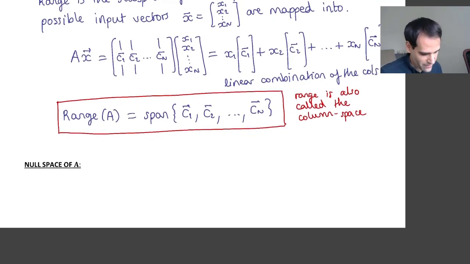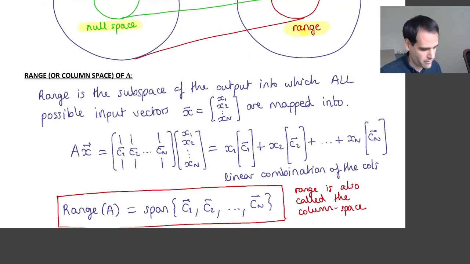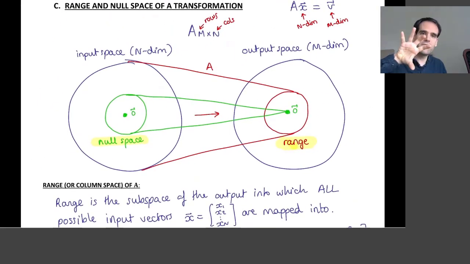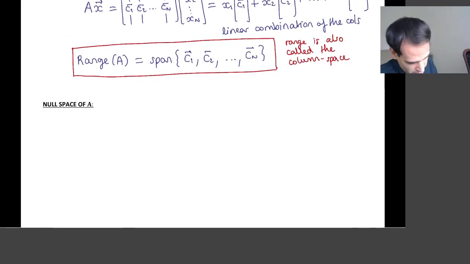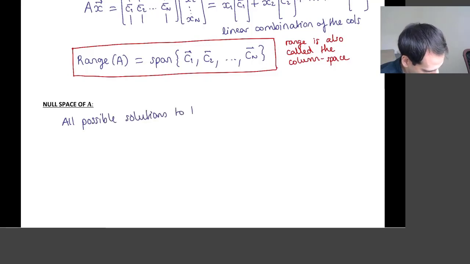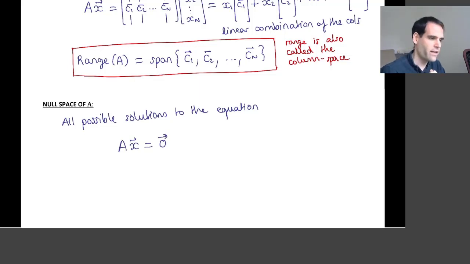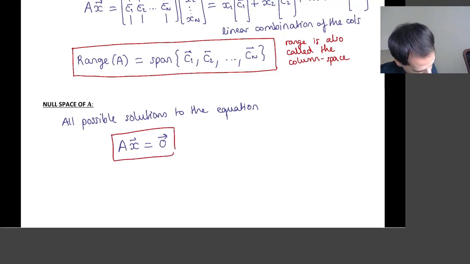Next, let's define formally the null space of A. So remember, the null space is all of the possible vectors in the input that get all mapped to a point 0. So the null space is equal to all possible solutions to the equation A times X equals 0. Okay? So you solve this system for X.